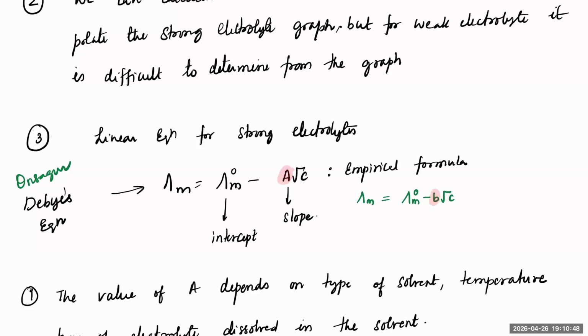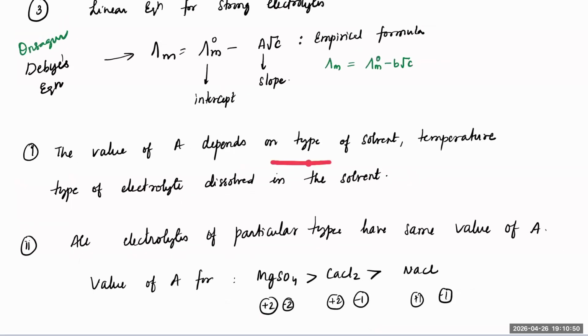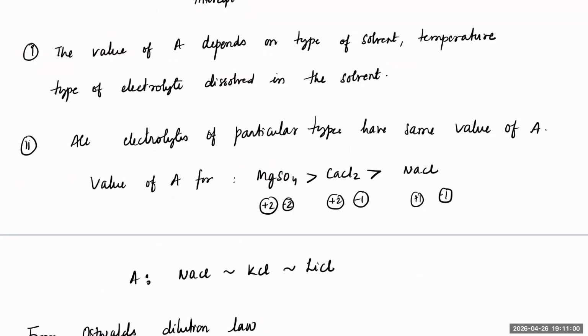This value of A mainly depends upon the nature of the solvent and the temperature of the electrolytic solution present in the solvent. Now notice all the electrolytes of a particular type have the same value of A. For example, if you take MgSO4, it has plus 2 and minus 2. If the plus into minus charge product is higher, then it tends to have a higher A value.